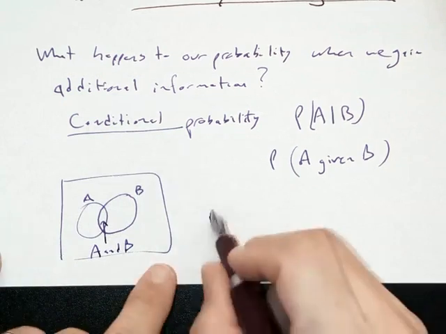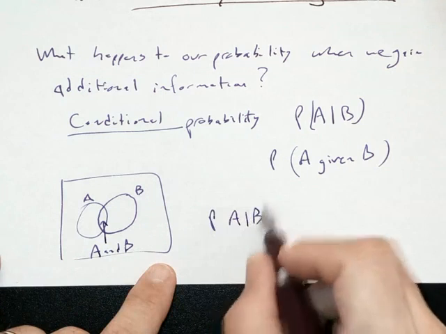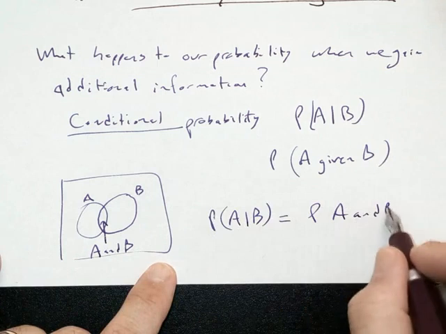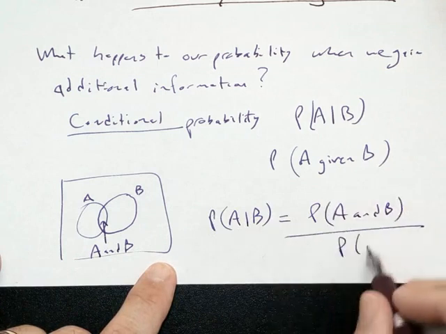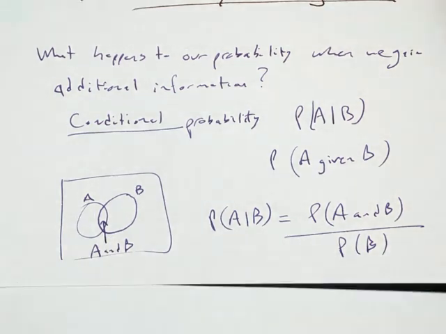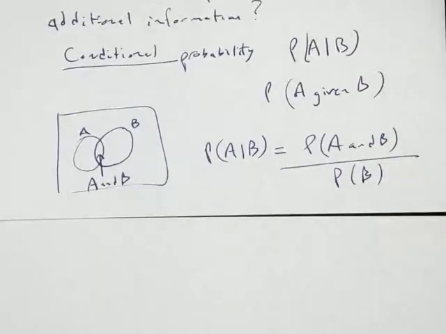Well, it turns out the way to calculate this, the probability of A given B, is the probability of A and B over the probability of B. I'm really only measuring how much of the circle that is B is occupied by the intersection. Now, what this does is it changes our count.